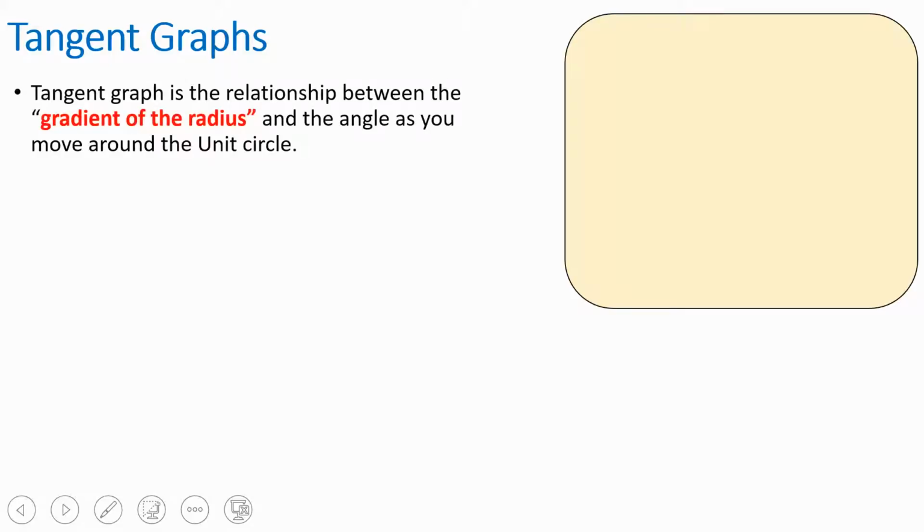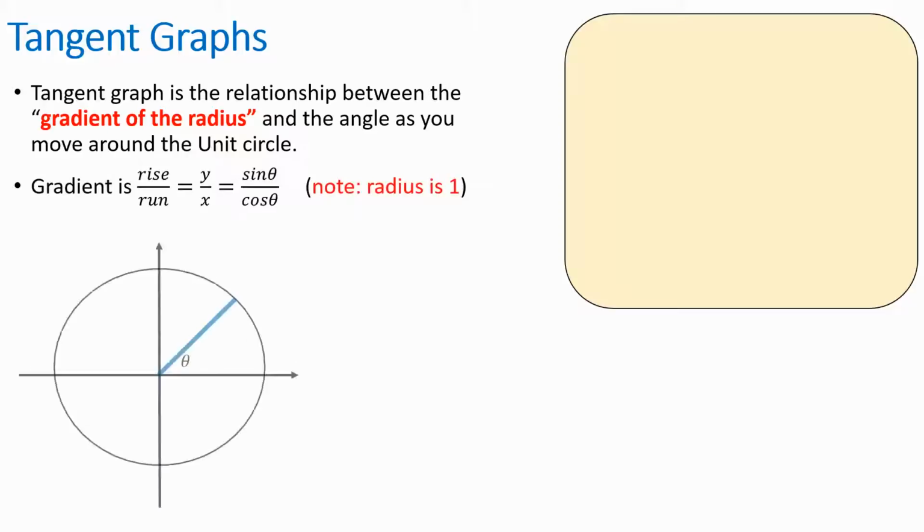Tangent graph, if you didn't understand, it's the relationship between the gradient of the radius and the angle as you move around the unit circle. Now this is different to your sine. Your sine is a relationship between your vertical values, which is your y values. You're saying, how much am I increasing vertically as I'm going around the circle and making an angle? That's your sine. So that's why we call this sine theta, opposite over hypotenuse.